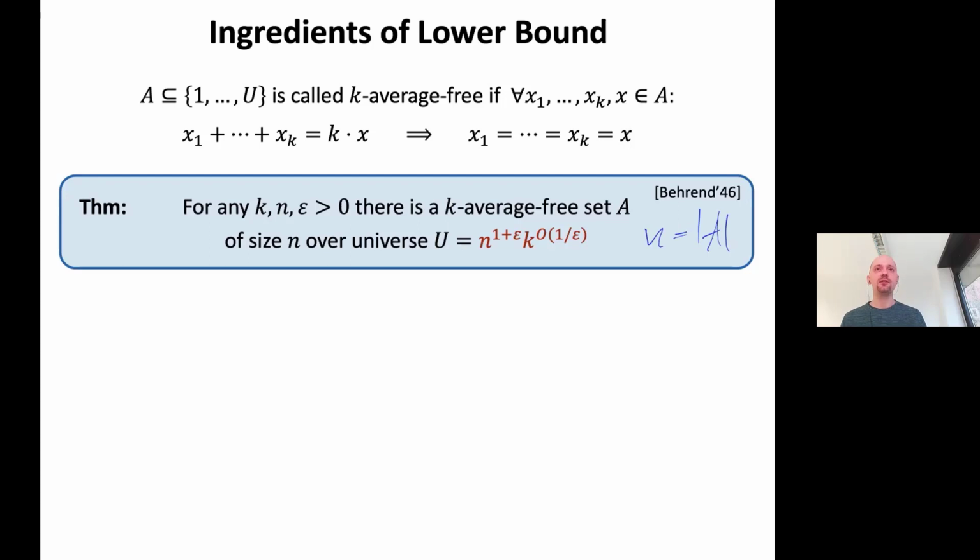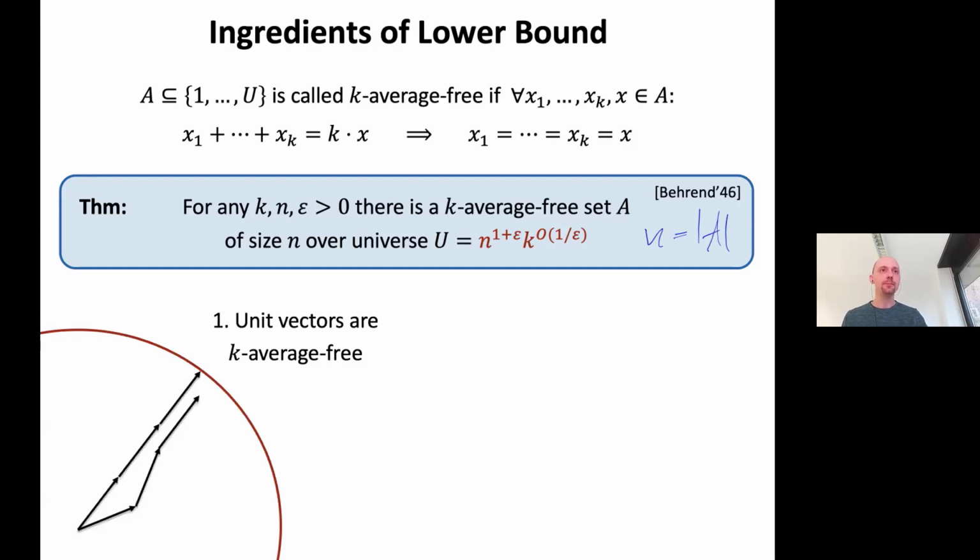N to the 1 plus epsilon times some dependence on k and epsilon that we usually don't care about. So what's the intuition why average free sets exist? Well, if you look at unit vectors, we want to have average free sets over the integers, but let's focus on a different kind of object now, namely vectors, unit vectors. Then it's pretty clear that they are average free, right?